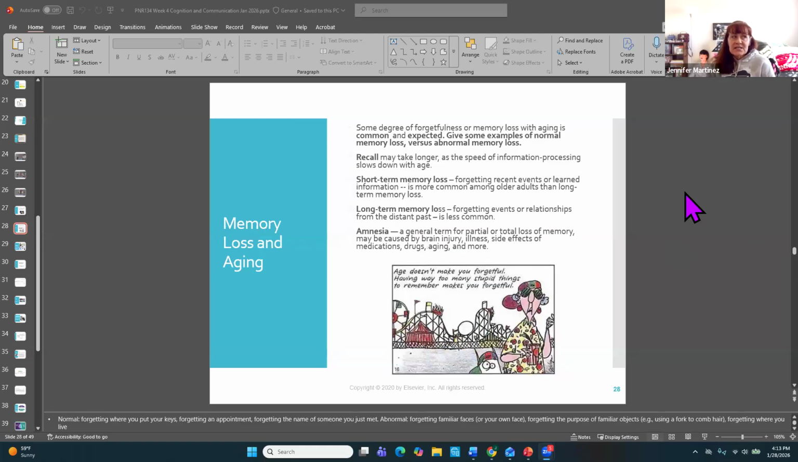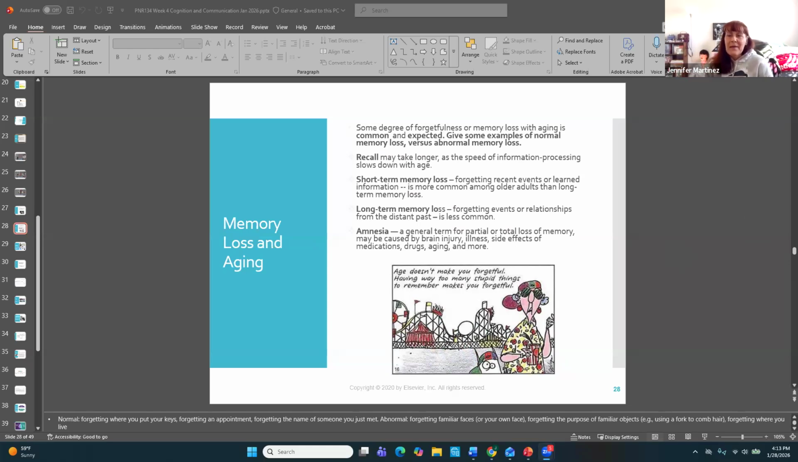So we always want to assess their hearing, to see how they're hearing so that we can make changes in how we're presenting information to them, to ensure that they are hearing us, and that they are understanding and processing what we're saying.